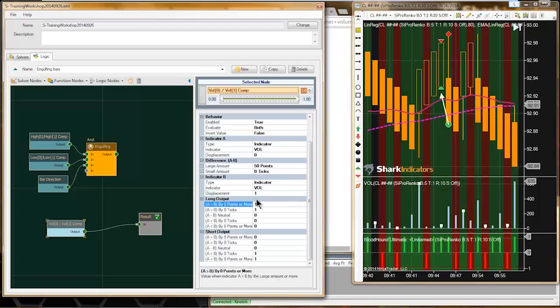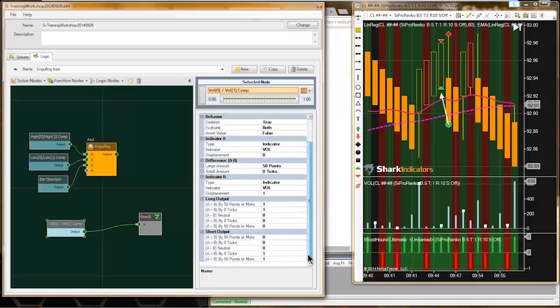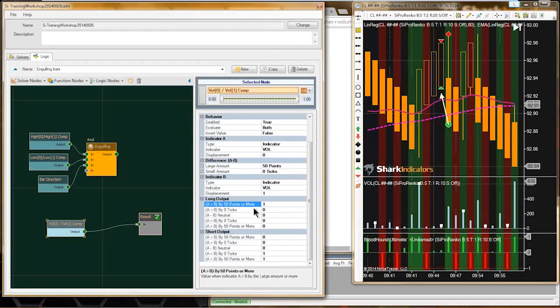So I'm going to set this to 50. And so now the display should update, but I'm just going to click off and click back on. And now you can see the description updated, right? So we have A greater than B by 50 points, or 50 volumes. And we have A greater than B by 0 ticks. And we don't want that 0 ticks. We need it to be by 50 points or greater.